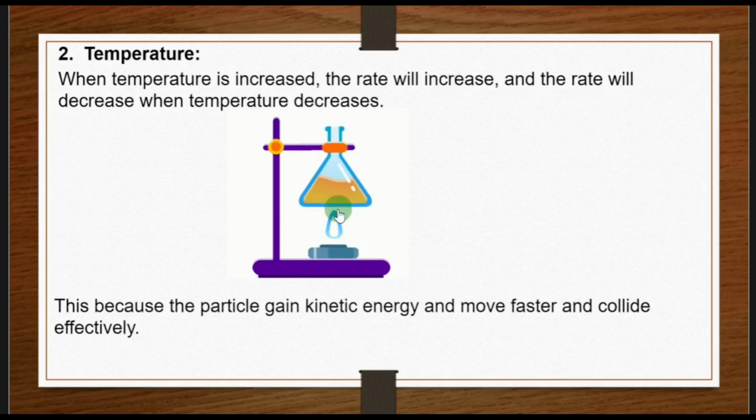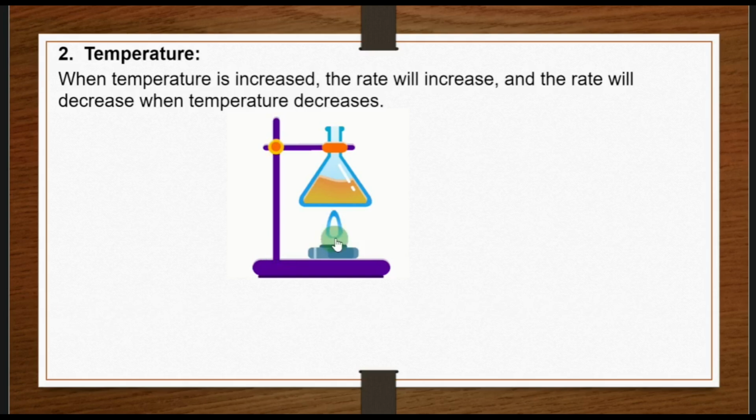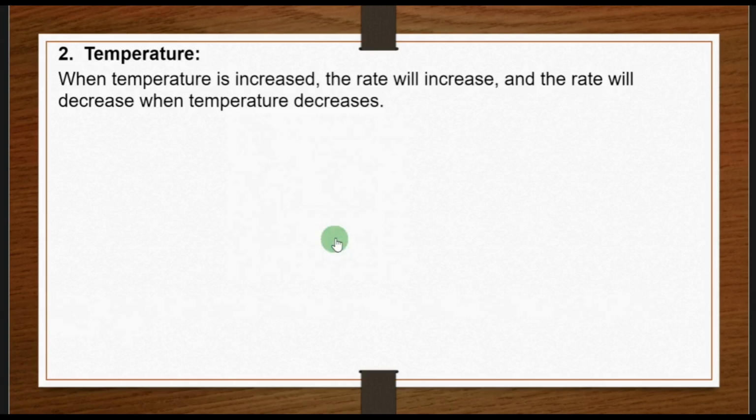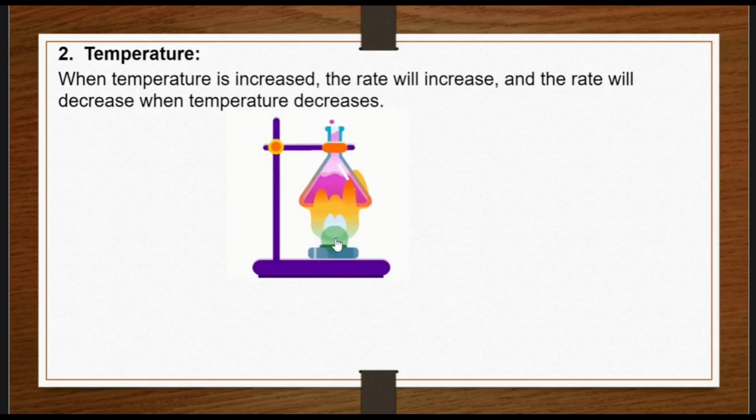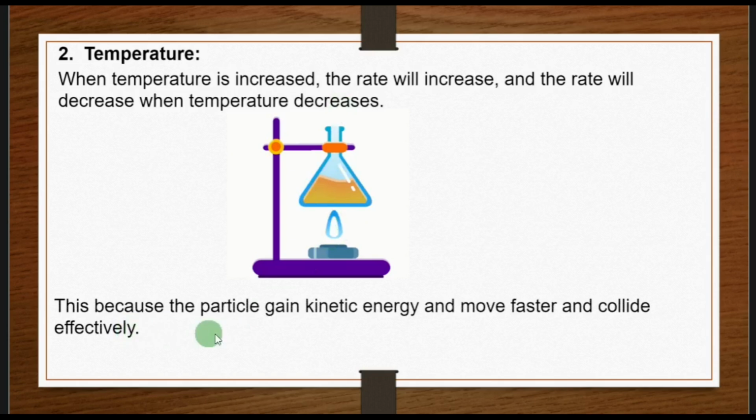All right, so let me just reverse. When there's a big flame, you have seen even inside the reaction is going faster. So what we are saying is that this is because particles gain kinetic energy and move faster and collide effectively.